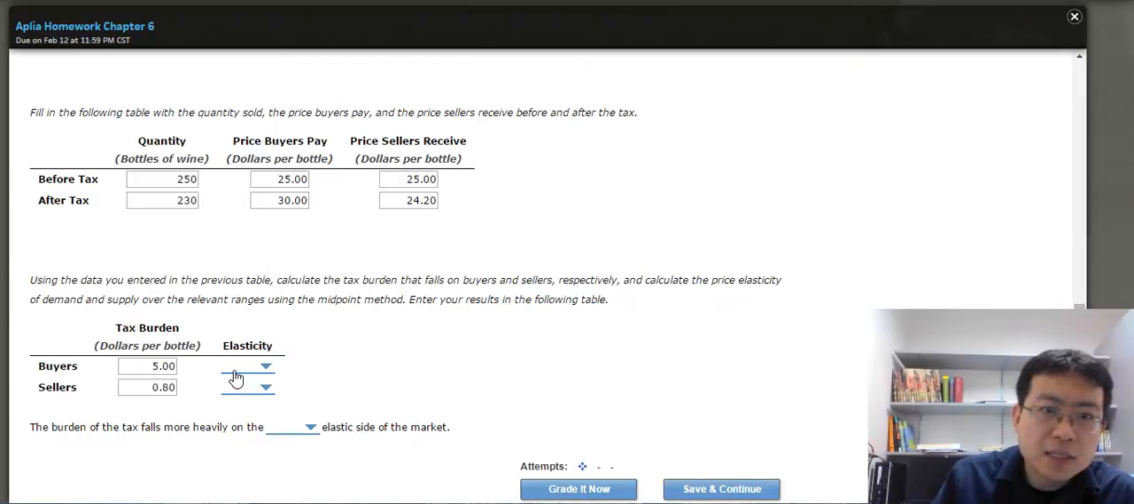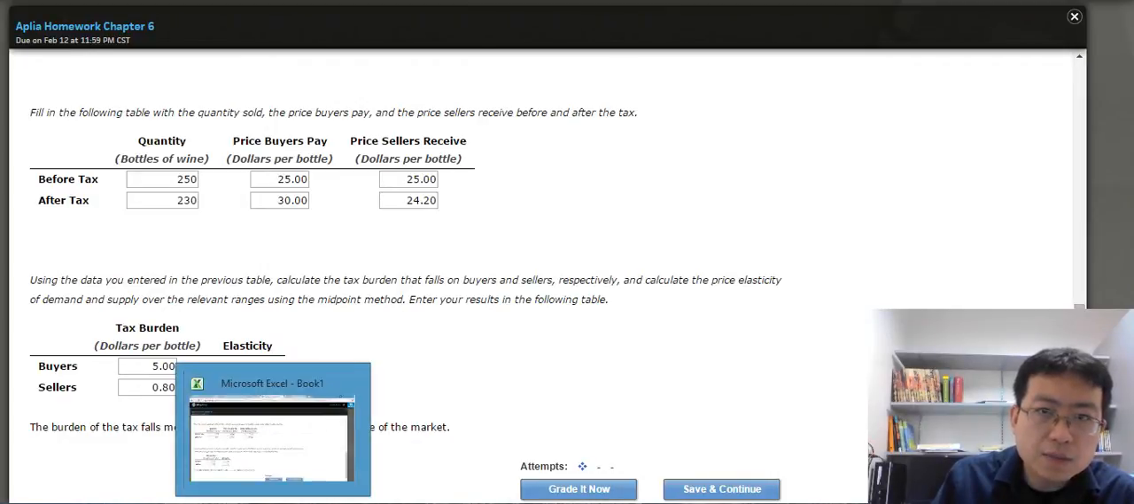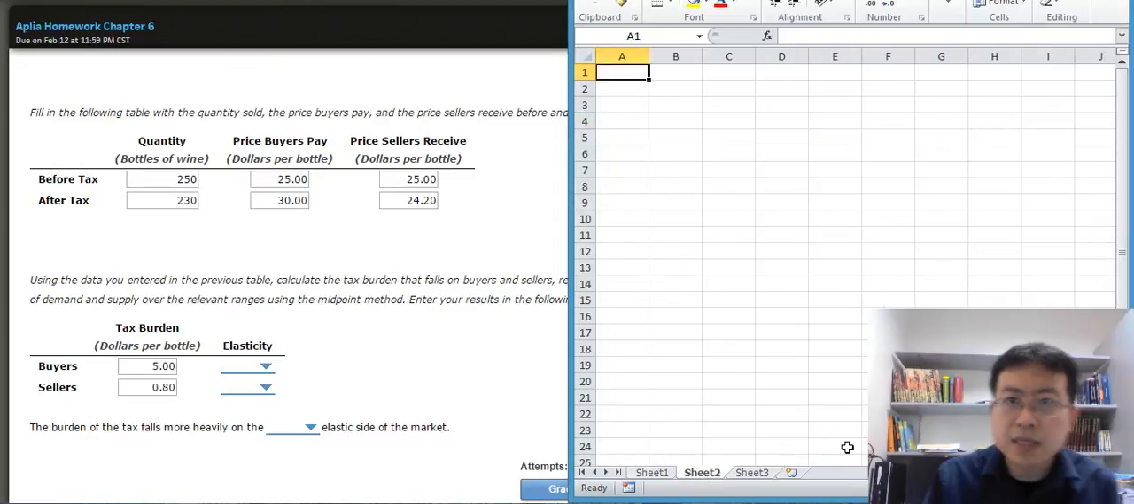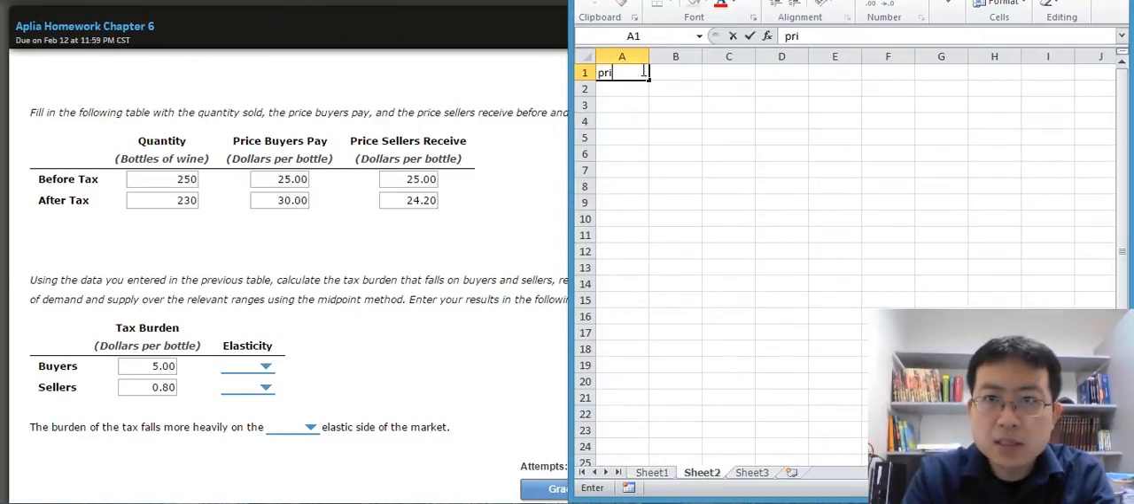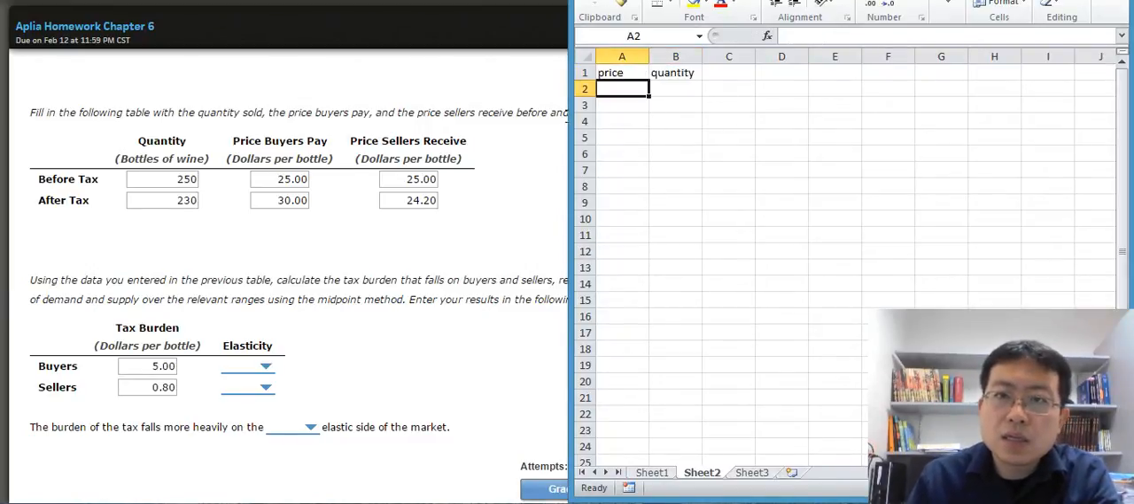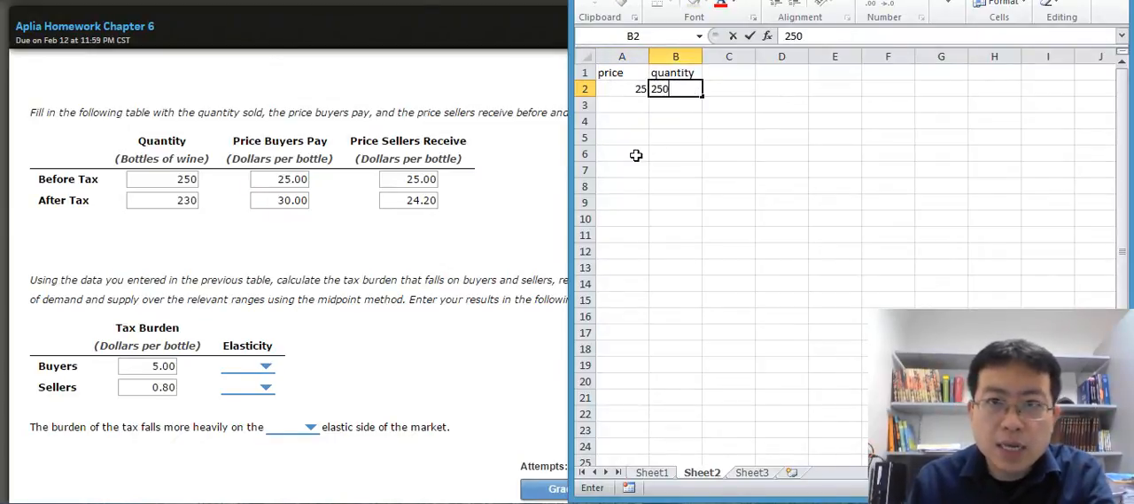And then next, let's find our elasticity. So elasticity, now guys, what you want to do, let's make a table. So price and quantity. So let's take our demand first. So for demand, when the price is $25, that's how much buyer pays before tax. So price $25, our quantity is 250. And then when the price becomes $30 over here, so $30 price, our quantity becomes 230.